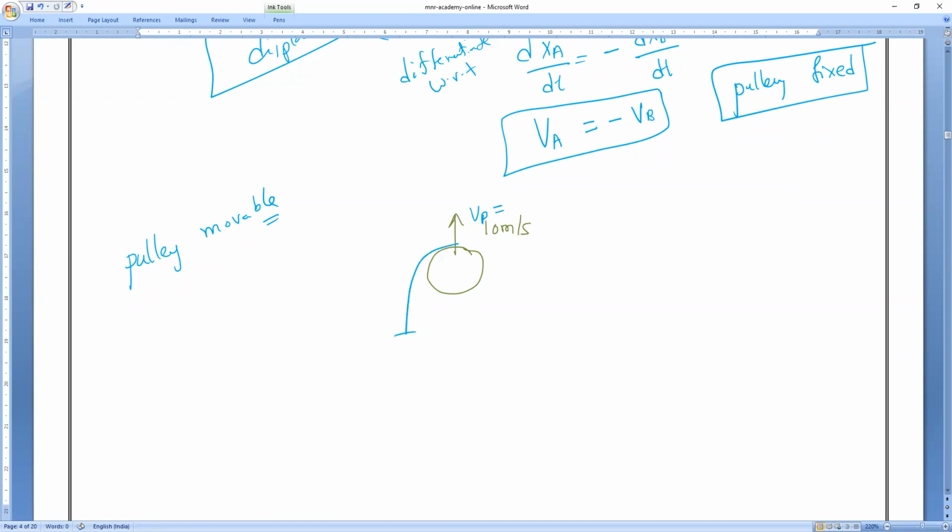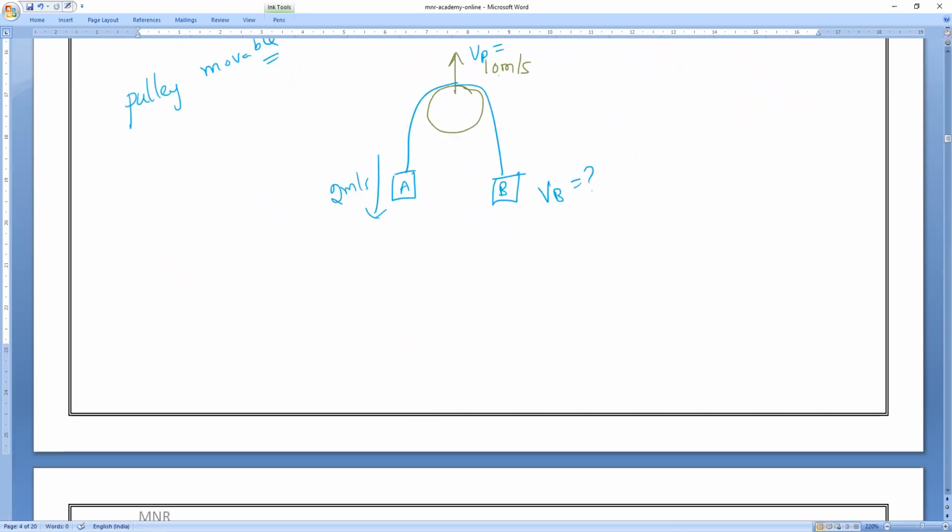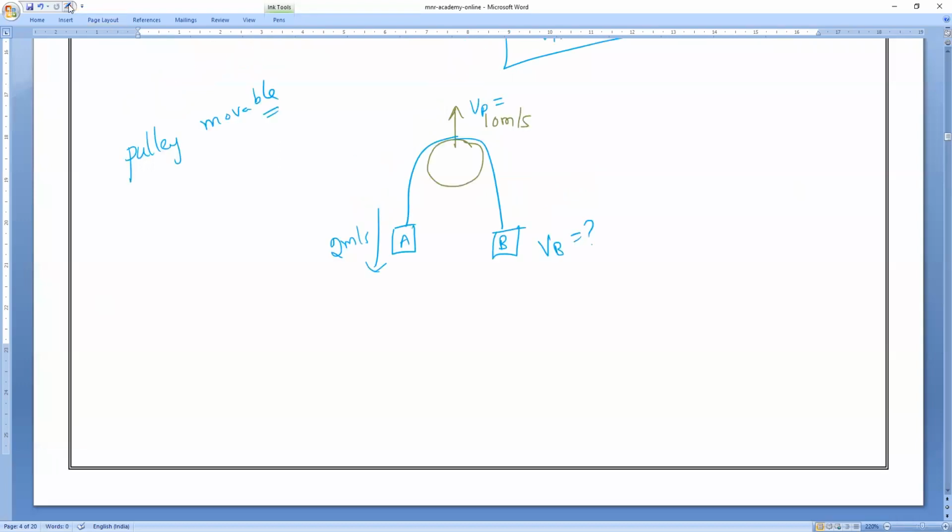Now there is a body A, which is moving downward with 2 meters per second, and another body B. What is the velocity of B? That is our question. Shall we start, everybody? Yes. To solve this there is a big concept, and it will take many days to understand. That is why there is a shortcut formula in this case. If they ask you to calculate the velocity of B for a mobile pulley, particularly for JEE Mains and Advanced, and even NEET, they will ask many questions related to this concept.